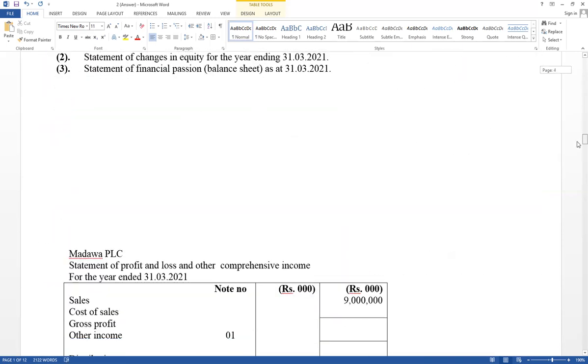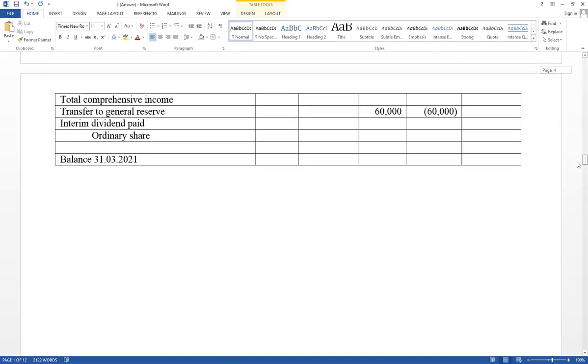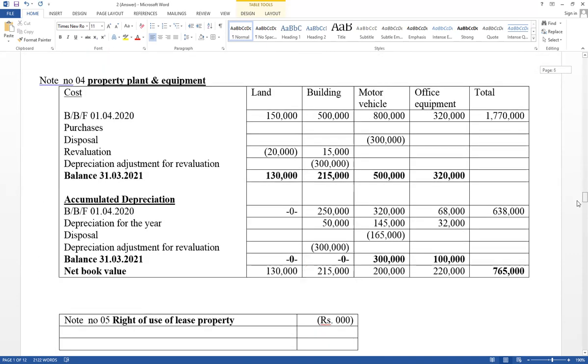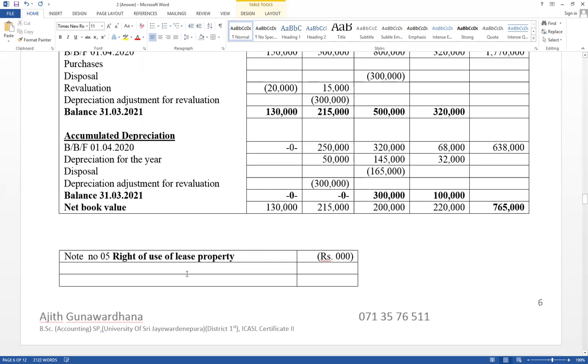Right of use assets. Asset purchase under lease cannot be considered as a property, plant and equipment. Therefore, under note number 5, as a right of use motor vehicle. Right of use motor vehicle, its cost value equal 220,000. From that value should be deducted accumulated depreciation.